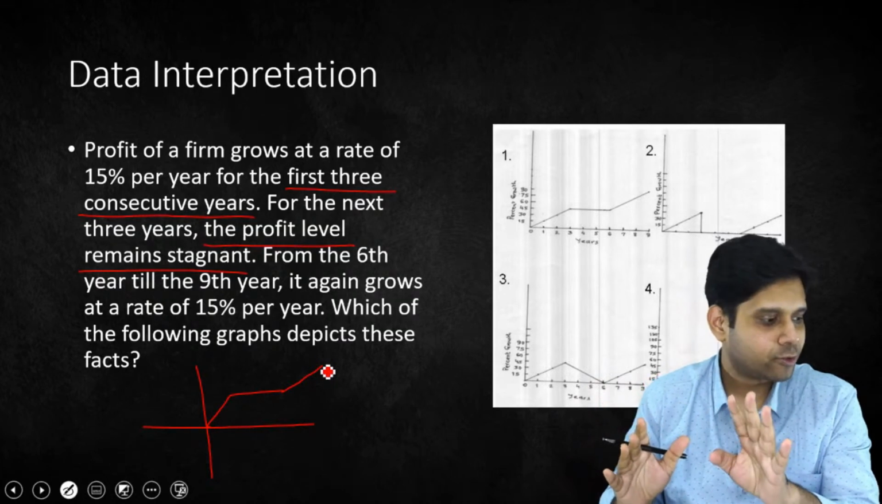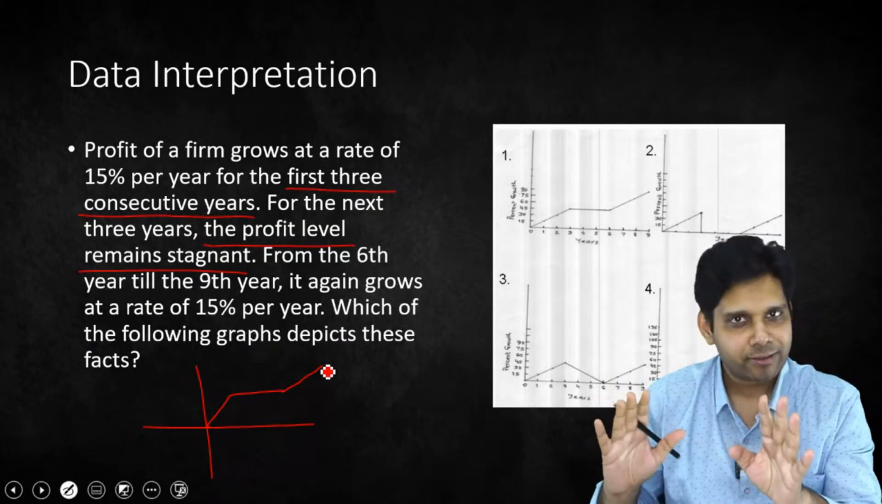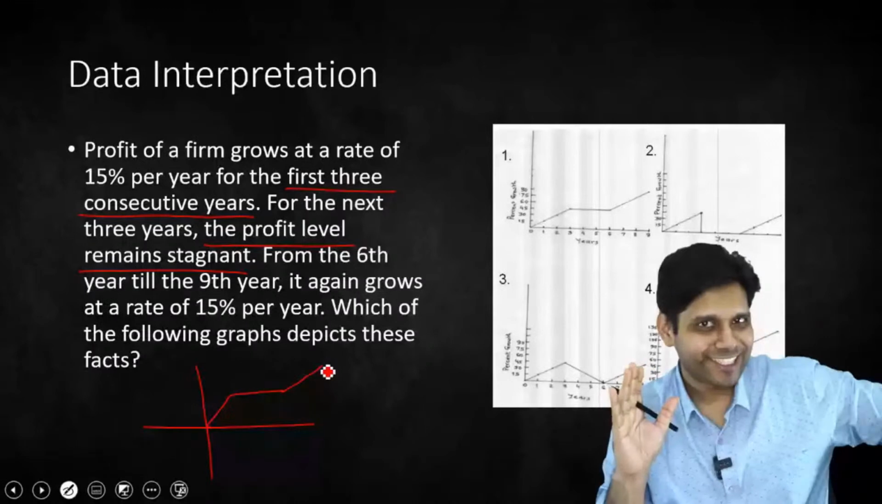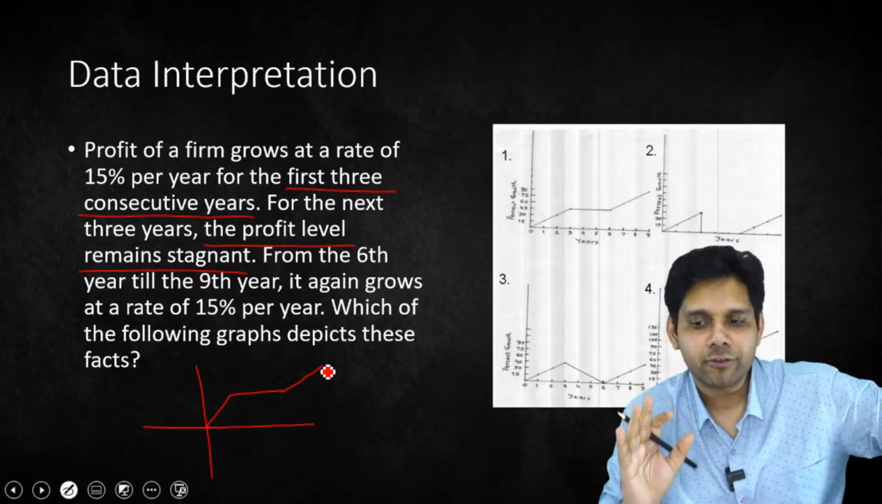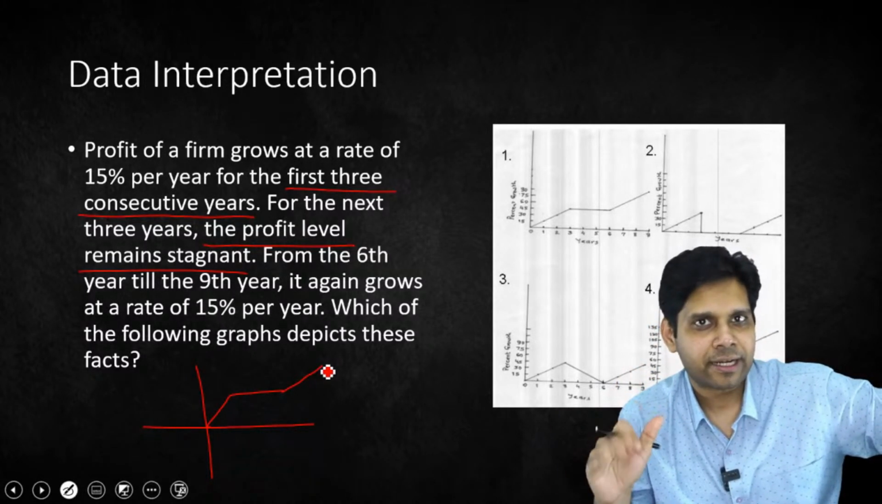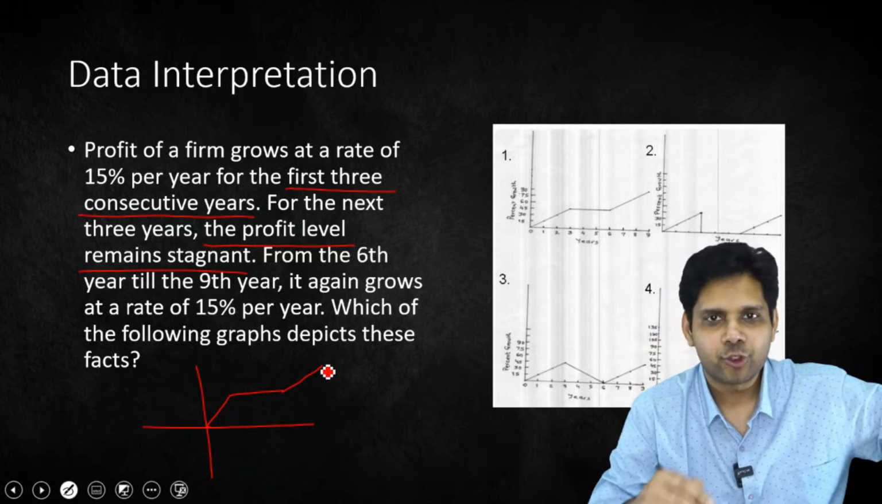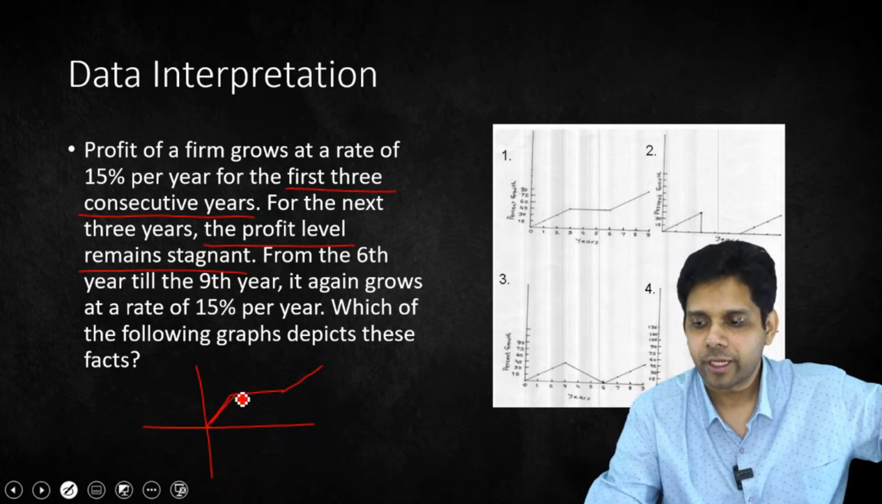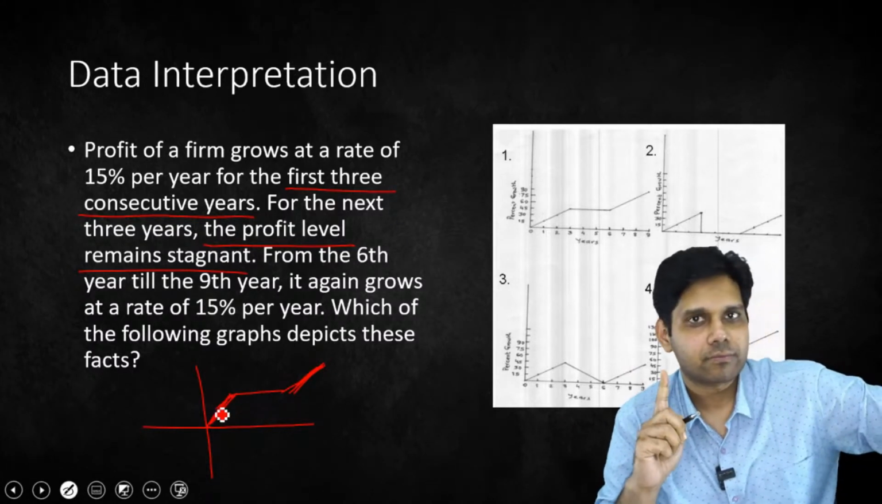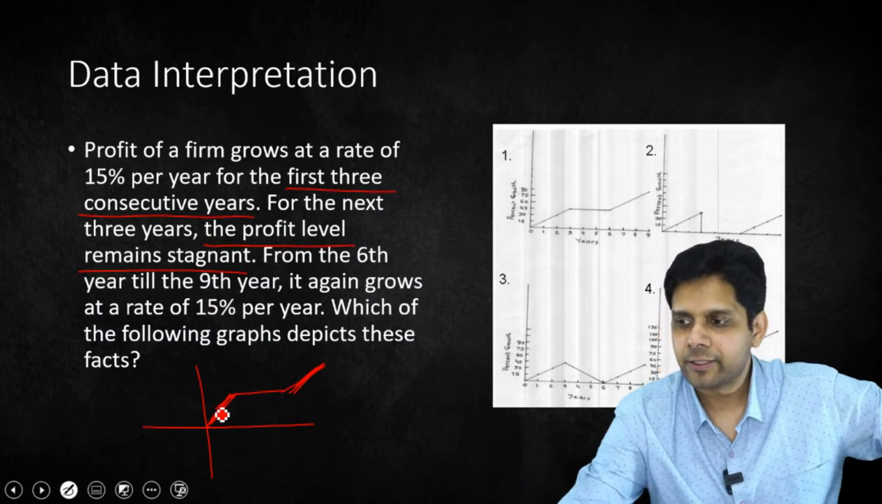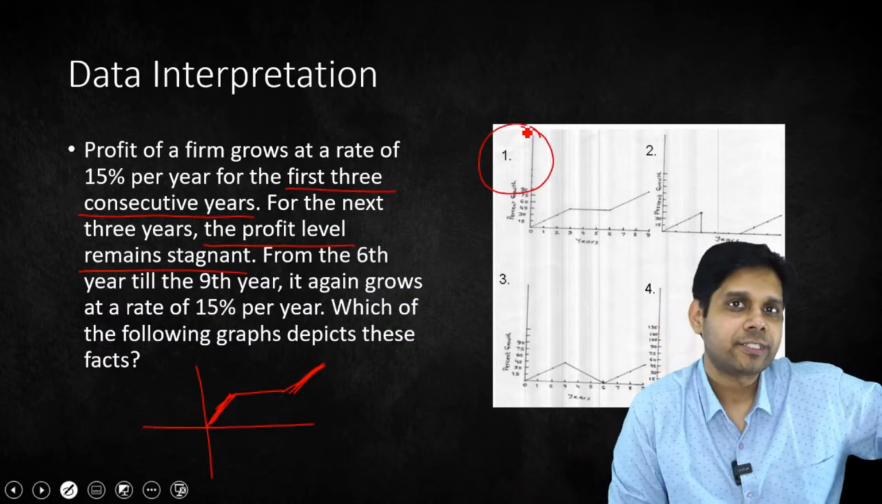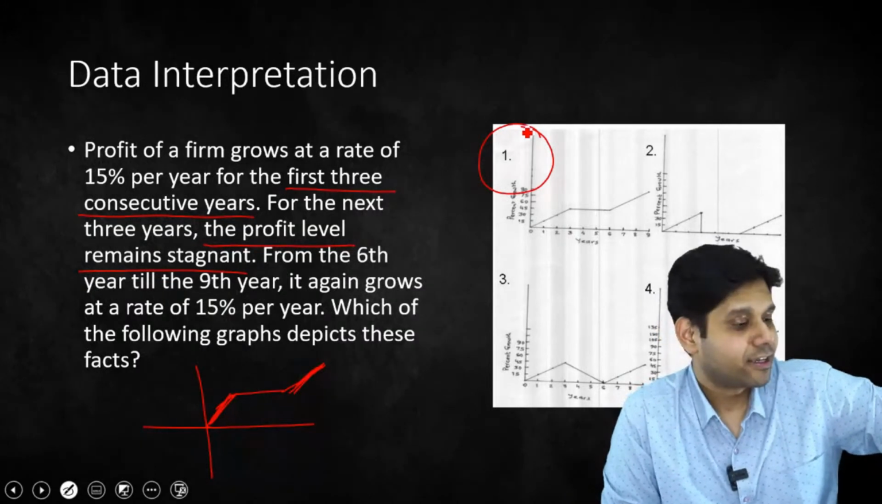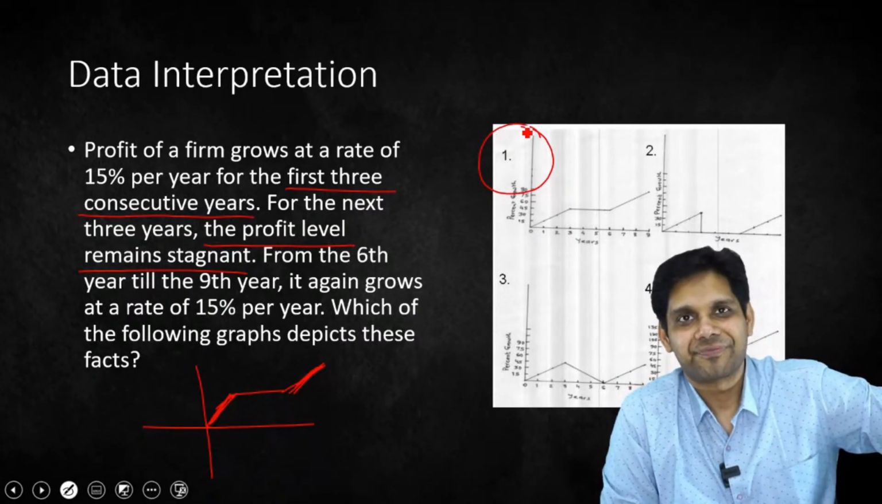Please don't try to solve it. Just tell me, did you understand the question? What is the question here? The question is about a firm which is growing at 15%, then it is stagnant and again grows at 15%. So definitely it should be the same slope. So these 2 slopes should be the same. Easy here, right? And then we can say, this is the answer. This question came in 2011. 11 years ago this question came, right?